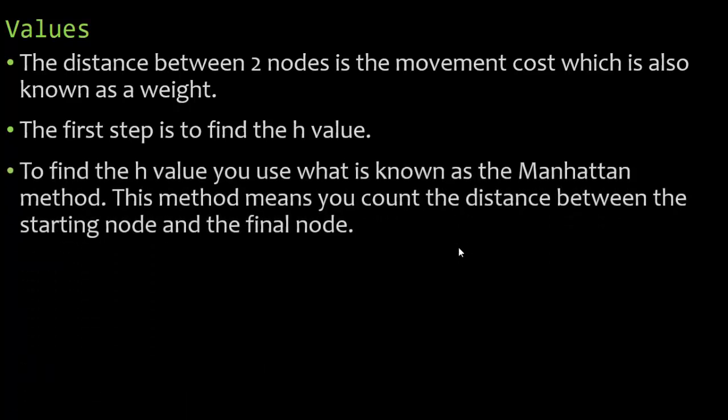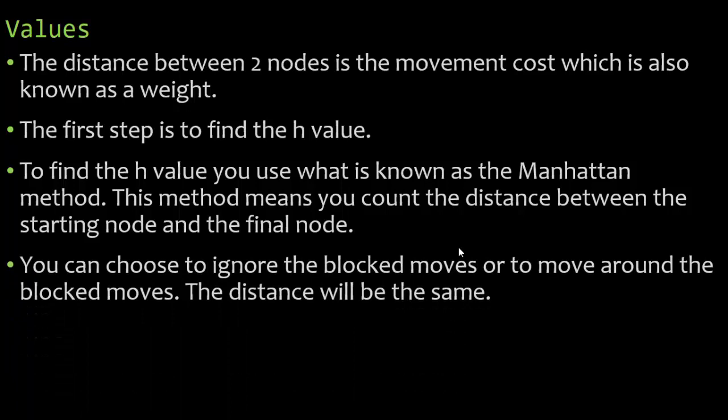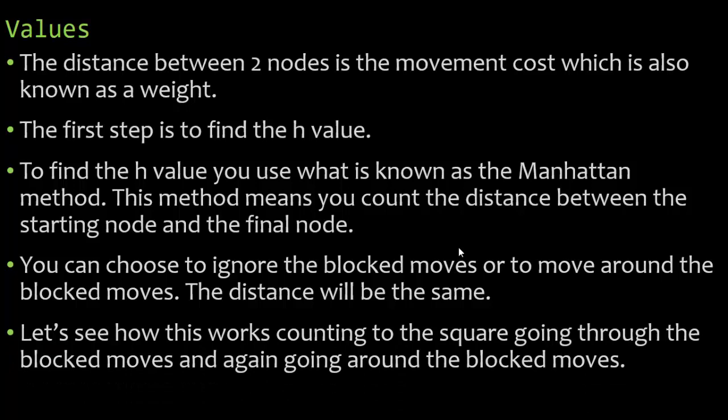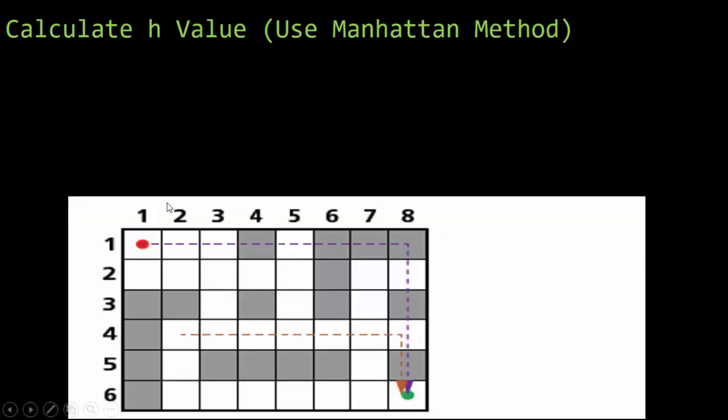Now, to find the h value, you use what is known as the Manhattan method. This method means you count the distance between the starting node and the final node. Now, you can choose to ignore the block moves or to move around the block moves. The distance will be the same. So we're going to see how this works, counting to the square going through the blocked moves and again going around the blocked moves. So here we go. To get to our finishing point, let's count the distance. 1, 2, 3, 4, 5, 6, 7. Now I need to go down. 8, 9, 10, 11, 12. So that's going through the blocked moves.